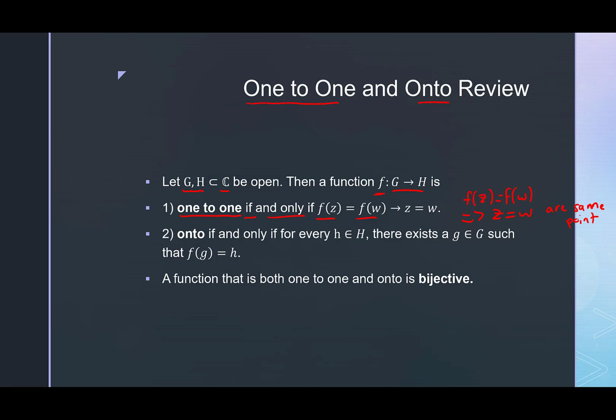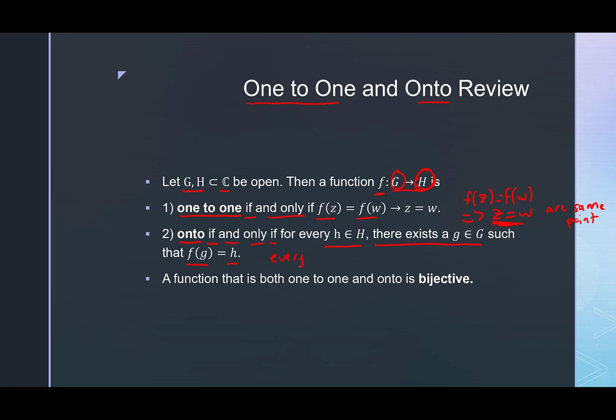Okay, so again, just reiterating, if f of z equals f of w, which means the function f sent z and w to the same place, well, if your function's one-to-one, that means that your inputs had to be the same to begin with. Onto. So we say that f is onto if and only if for every h, so for every element in your codomain or your range, there exists a g in G, so there exists some input, such that f of g is equal to h. So basically everything in your codomain is being hit by the function, or it's an output of your function.